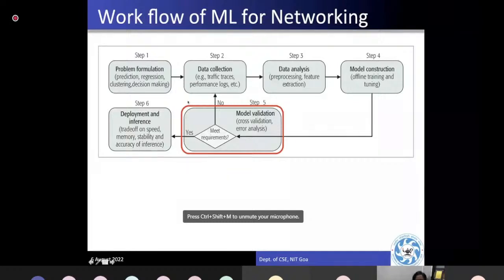Then comes cross validation, checking whether it achieves your requirement or not. If not, you go back and repeat the whole process. After data collection and all these processes, if the answer is yes, then go for deployment, with trade-offs on speed, memory, and stability. From the system point of view, this covers accuracy and inference, or, as I would say, the proper utilization of the spectrum.